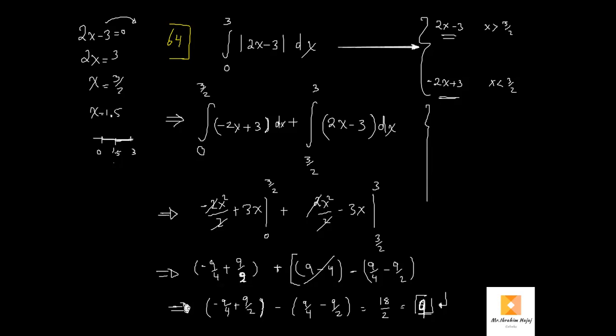Absolute value here. What's the function? The absolute value of 2x minus 3, the definite integral from 0 to 3. The answer is 4.5.